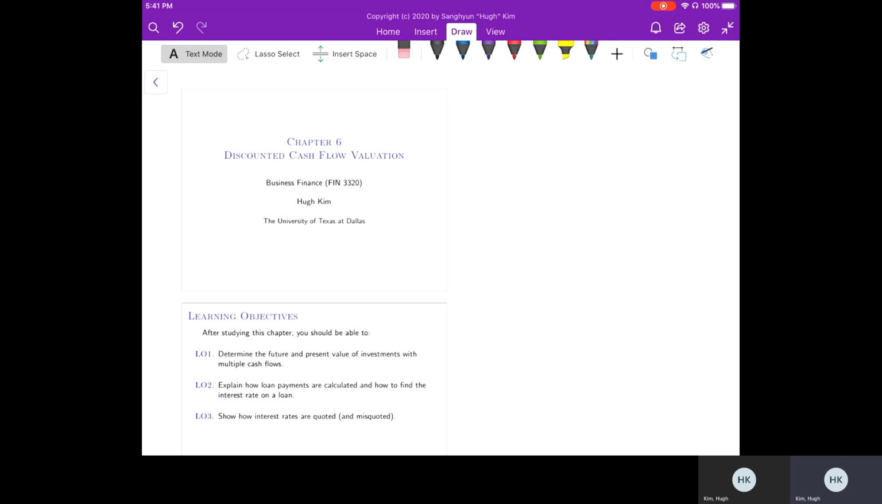Okay, in this lecture, we're going to study Chapter 6, Discounted Cash Flow Valuation. And we're going to continue our study of time value of money that we have learned in the previous lecture. So let's recall time value of money. On the timeline, earlier money is called present value, and later money is called future value.